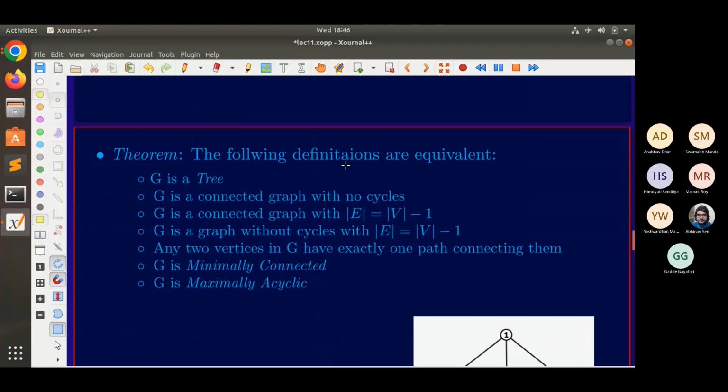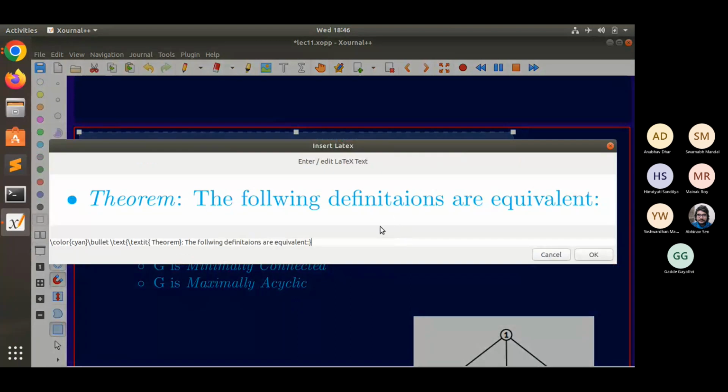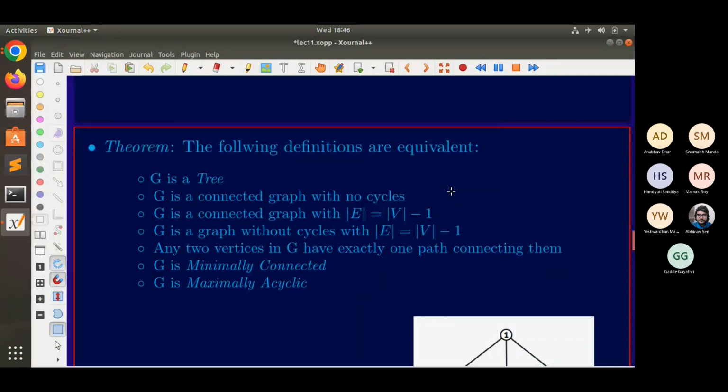Let's look at the definitions. Sorry about that. Anyway, the following definitions are equivalent. G is a tree. G is a connected graph with no cycles. So we have defined that these two statements are equivalent.